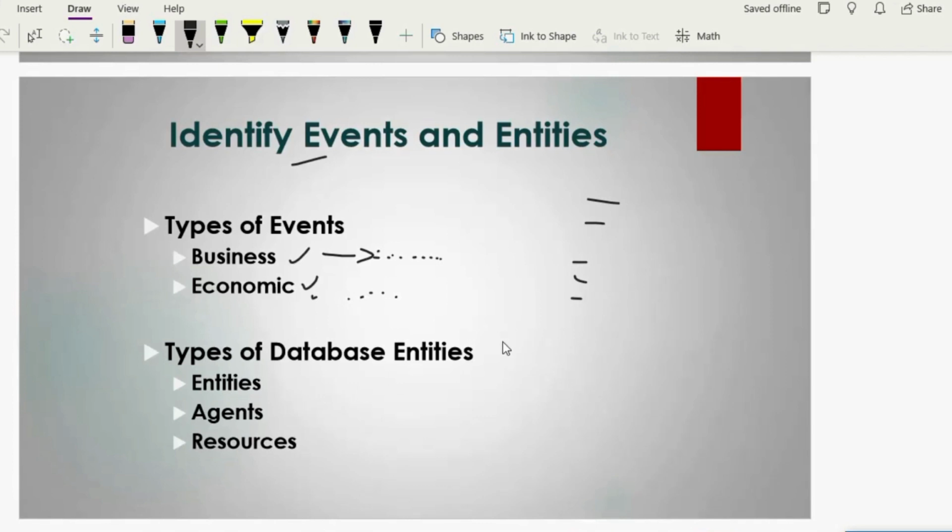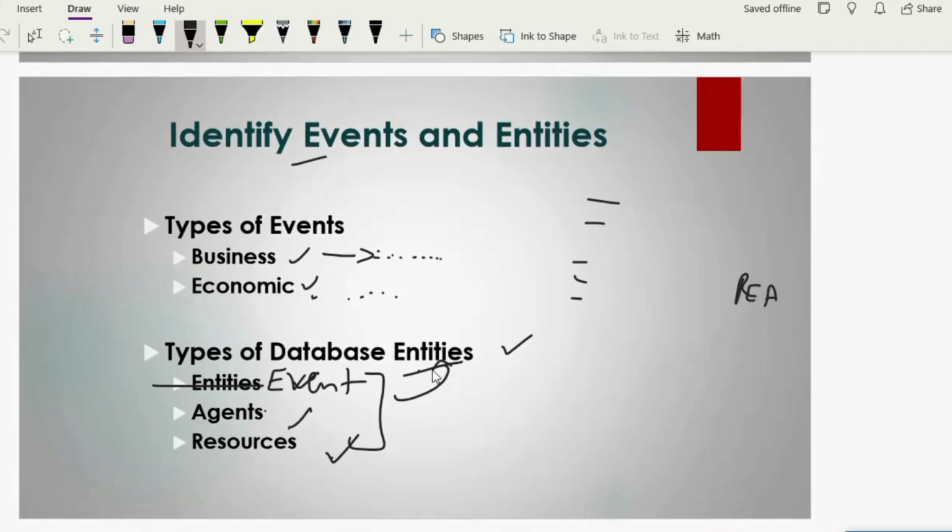Then we identify the types of database entities, because we are going to use the REA model. So REA is the entity. All of them are entities for the organization. We have resources, events, and agents. Okay, so entities means events, agents, and resources. All of them are considered as database entities. It is better to call it an event. And all of them are entities.